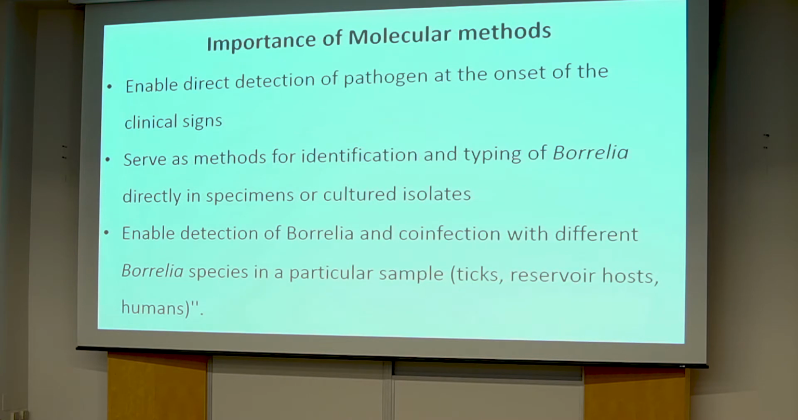So why is molecular detection of Borrelia in human tissue important? Molecular methods enable direct detection of the pathogen at the onset of the clinical signs. They serve as a method for identification and typing of Borrelia in specimens or cultured isolates. And they also enable detection of Borrelia and co-infection with different Borrelia species in a particular sample.